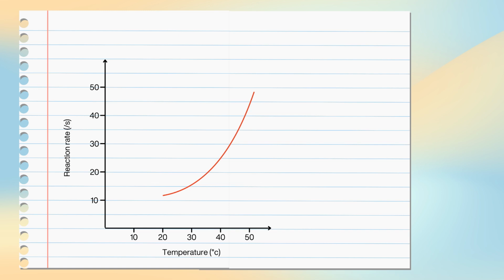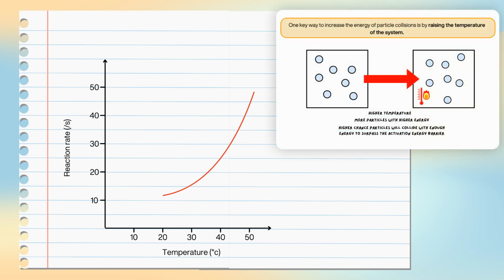Looking at this graph, we can see that the rate of reaction increases as the temperature increases. Additionally, notice that the rate increases by a greater amount at higher temperatures. This fits the predictions of collision theory, as reactant particles both have more collisions, and these collisions have a greater energy.